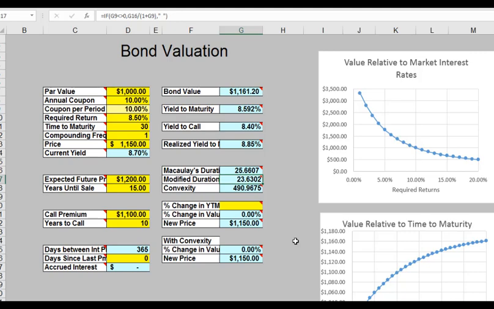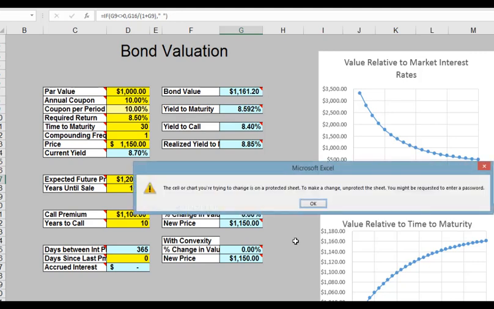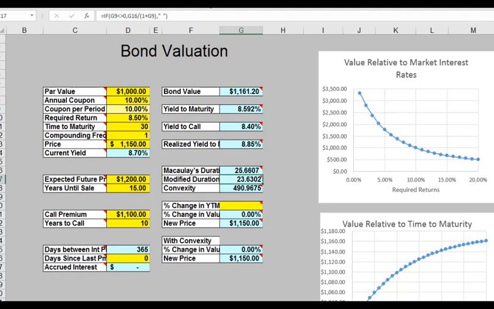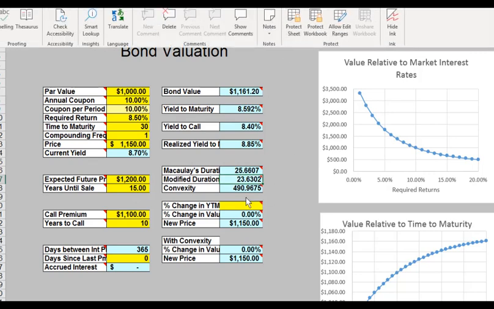But let's assume that interest rates go down by... I'm sorry, that is locked currently. I'll have to unlock that.